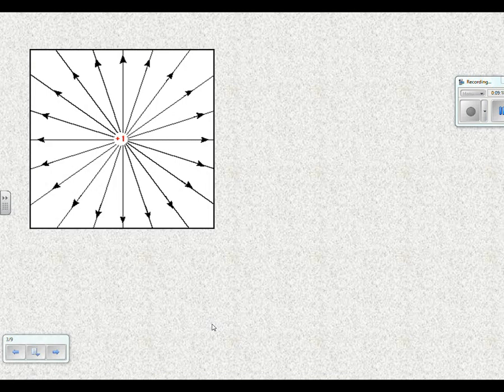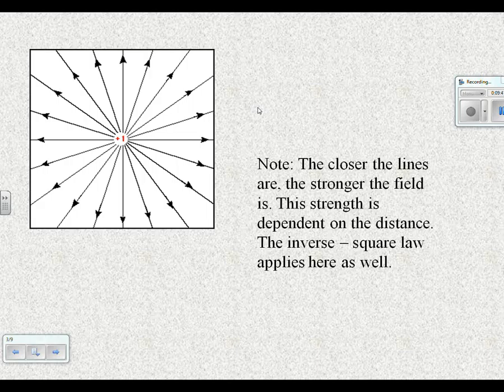There's an example. You can draw it if you want. Do you have to have the exact same number of lines? No, it's just a visual. What do you think that +1 in the middle means? Positive charge, maybe 1 coulomb of charge, 1 megacoulomb, who knows, kilocoulomb, right? The key here is that the arrows go out. And once again, the closer the lines are, the stronger the field is. The strength is dependent upon the distance, and it is an inverse square law again. Strong. Weak.